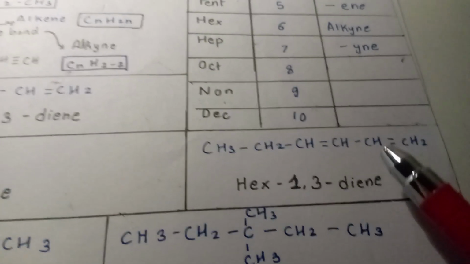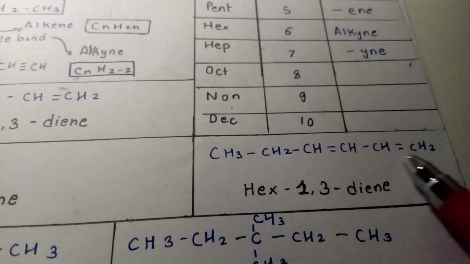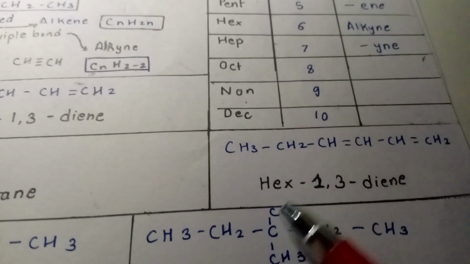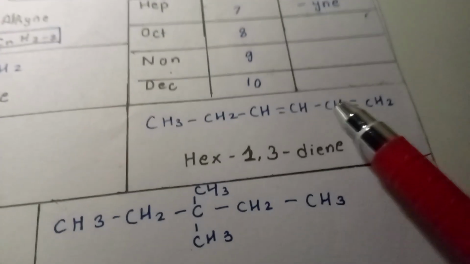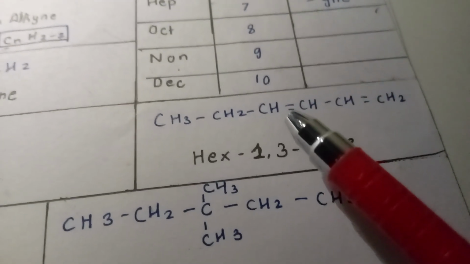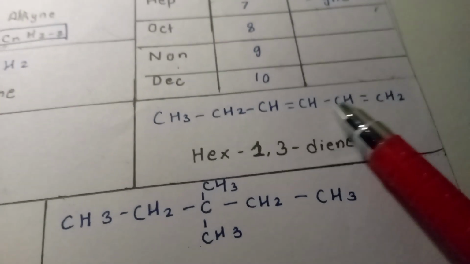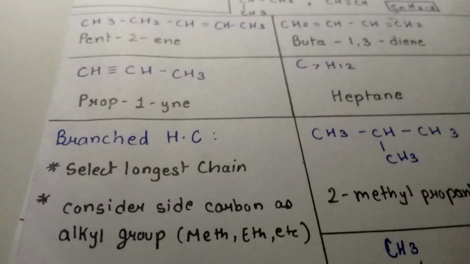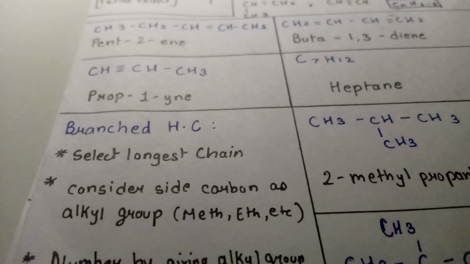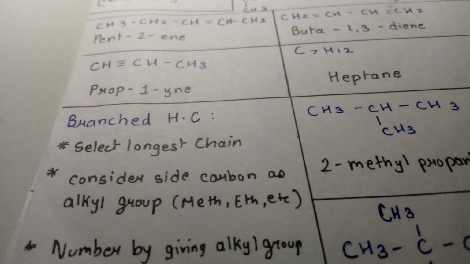Now because there is a double bond here, we are going to name it from this way. So hex, because there are 6 carbons, hexane's hex, and 1 comma 3: first, second, third carbon, 1 comma 3 diene. Okay, yep, that was all for this.